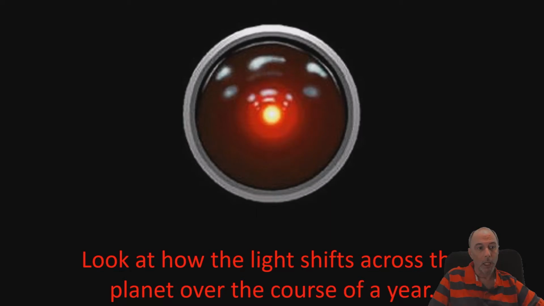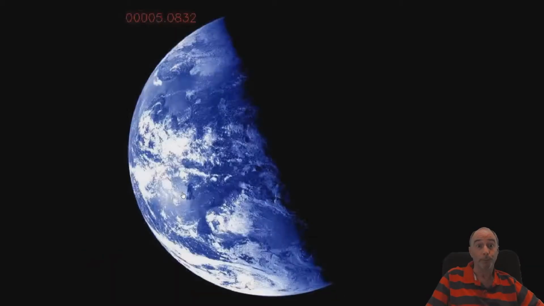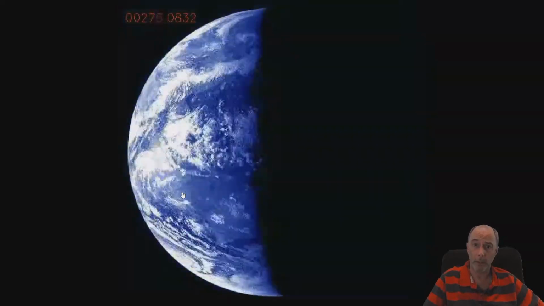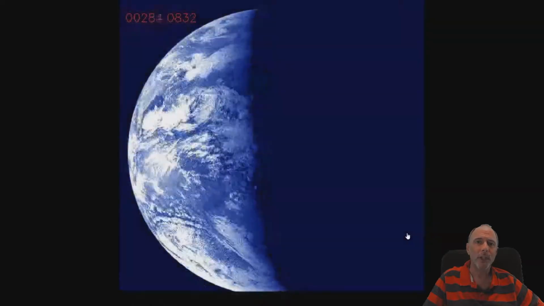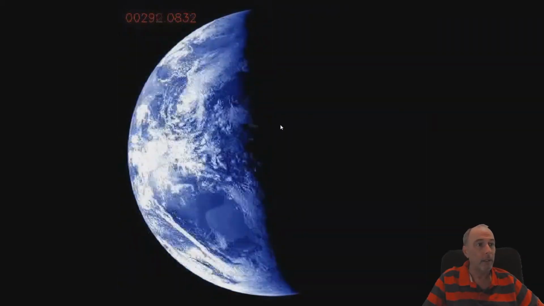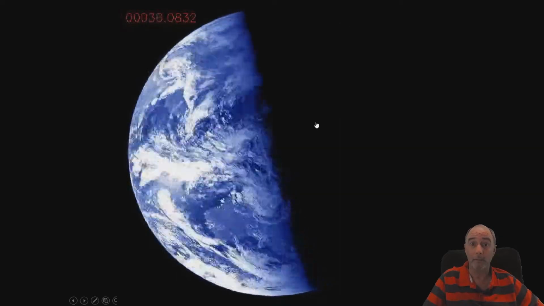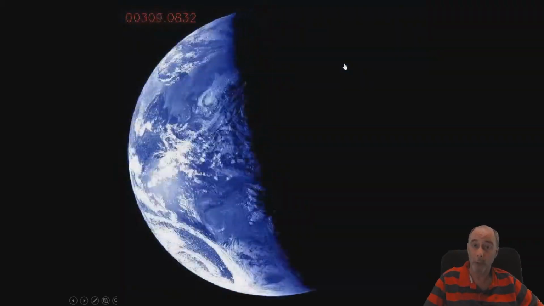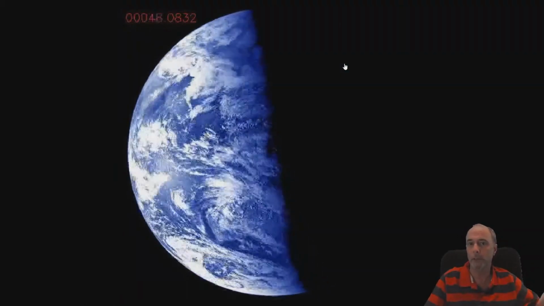Look at how the light shifts across the planet over the course of a year. Okay, this is actually pretty cool. This is a satellite composite image, meaning it took one picture of the planet Earth every day for 365 days. This line going up and down the planet right here, they call this the Terminator. I'll be back. No, different one. This is the line, the Terminator line, between the day side and the dark side, the night side. Okay? And this is the line that they call the line of the Terminator, which is sunset or sunrise, depending on which side of the rotation you're on, I guess.